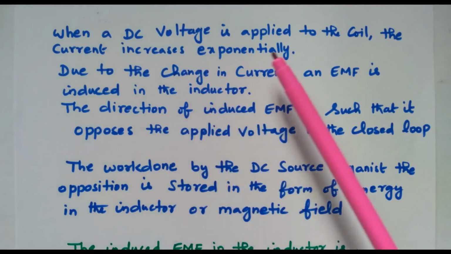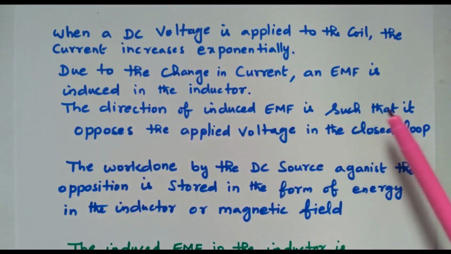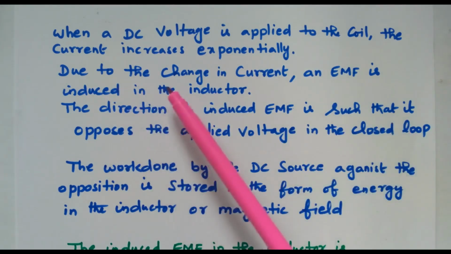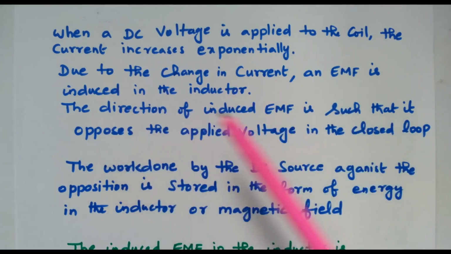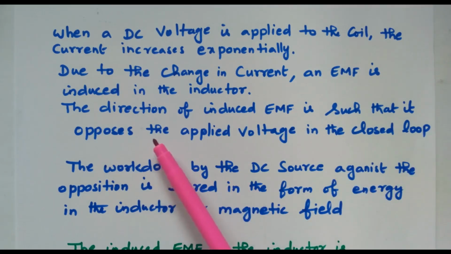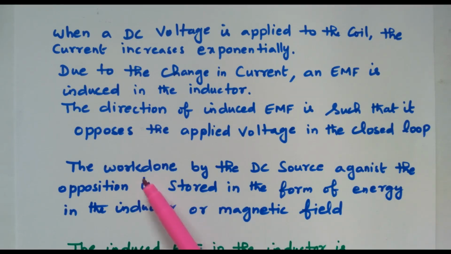When a DC voltage is applied to the coil, the current increases exponentially. Due to change in current, an EMF is induced in the inductor. The direction of induced EMF is such that it opposes the applied voltage in the closed loop. There is an opposition between induced EMF and applied voltage. So the work done by the DC source against the opposition is stored in the form of energy in the inductor or magnetic field. Right? So this work done is nothing but done by the DC source against the opposition, that is converted into energy.